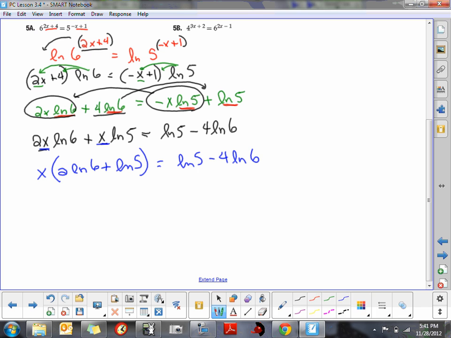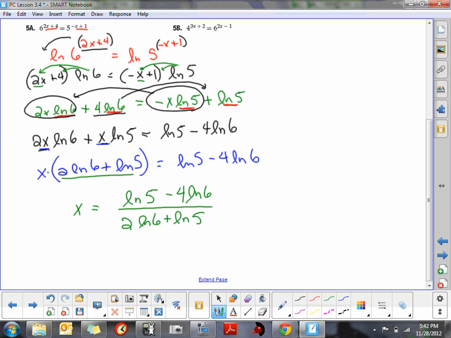If I want to get x by itself, then we want to do the inverse of multiplying by this expression, which is a constant. It's just an ugly constant, so x equals, here we've got the natural log of 5 minus 4 times the natural log of 6 divided by 2 natural log of 6 plus the natural log of 5.